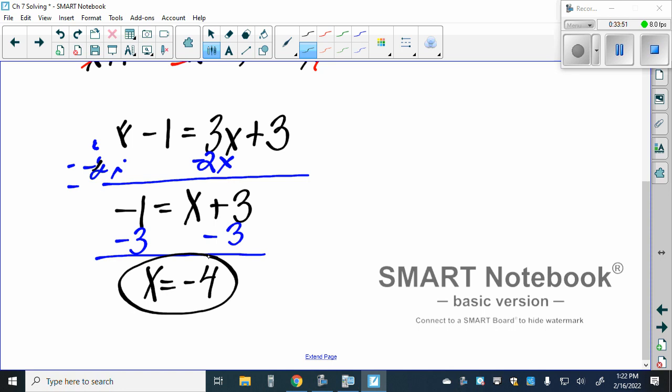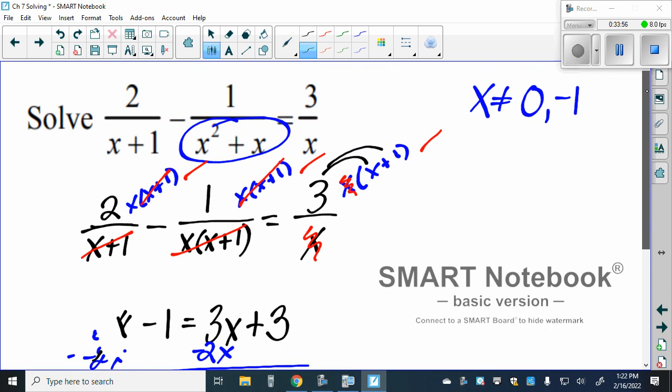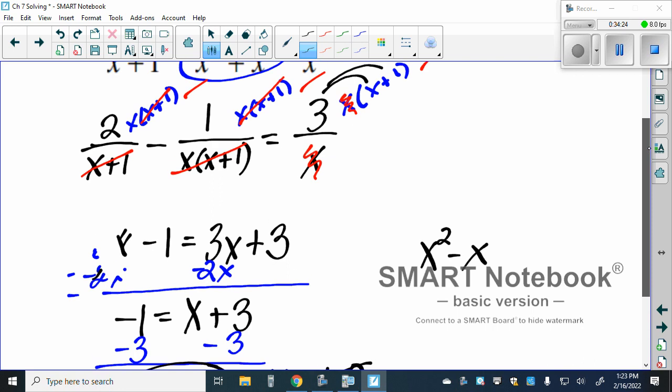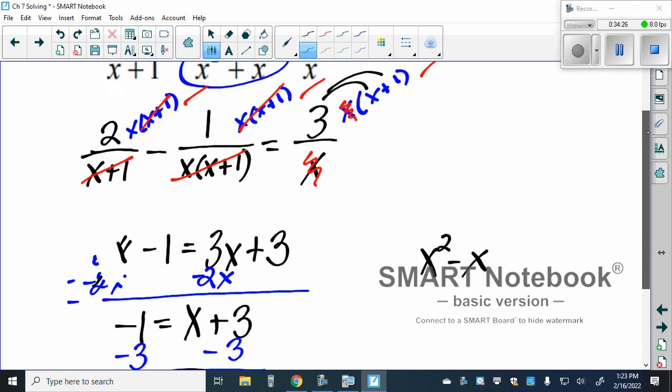Any questions on this here? So if we'd actually multiplied this through by our x squared plus x, we would have still gotten x is equal to -4. But we would have also been told that x is equal to -1 and 0. But what do we know about -1 and 0? They are our restrictions. So we would have ended up crossing those solutions back out. And this would have also been a lot nastier problem to work with.